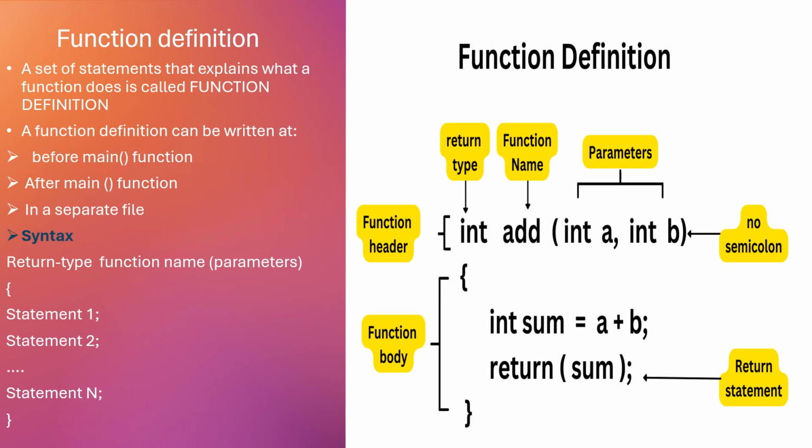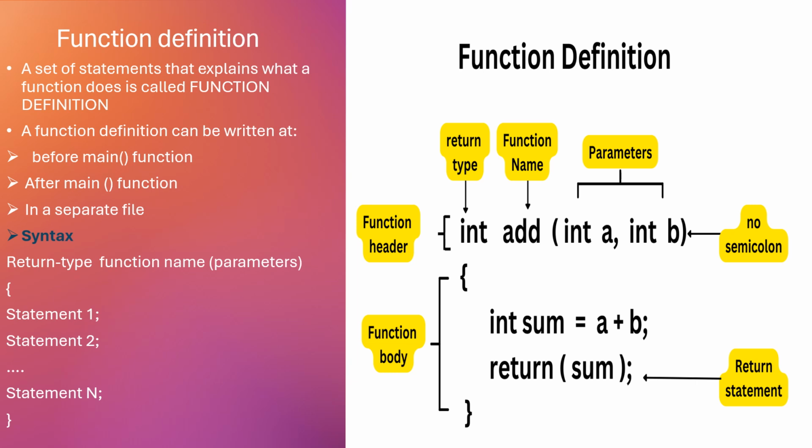A set of statements that explains what the function does is called the function definition. It explains what we are going to do in the function; it fully explains the function. A function definition can be written before the main function or after the main function, so it can be written separately. What will be the syntax for it? Return type, function name, parameters, followed by the block of statements.